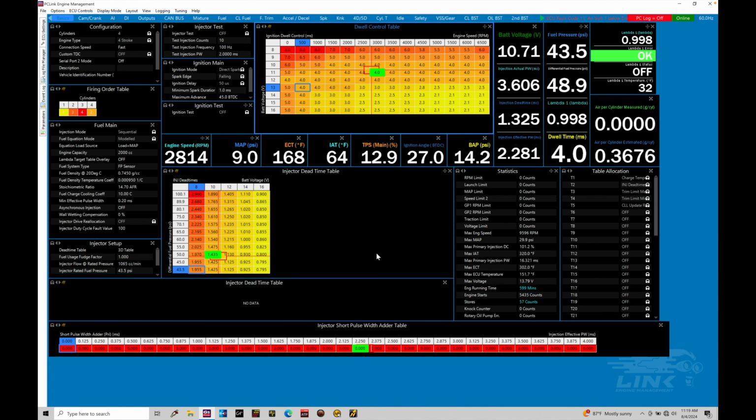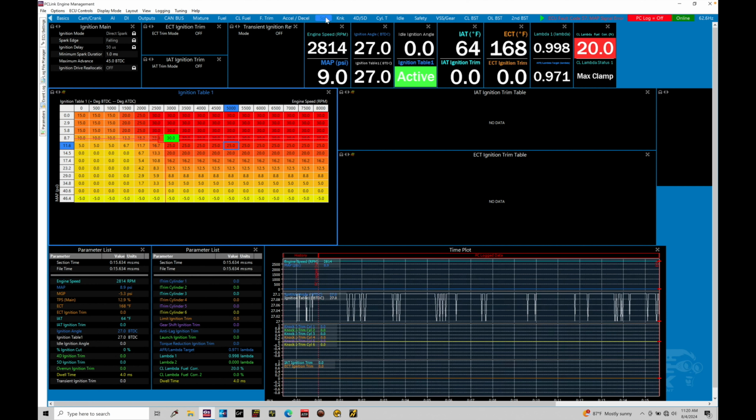Let's talk about this a little bit further so we can make better sense of what's going on here with these modifier tables. So what we're going to find is we have our basics page here in our course layout. Let's move over here into our spark tuning page layout. We've spent the last two tutorials talking about spark timing in here. We have our main ignition timing table here.